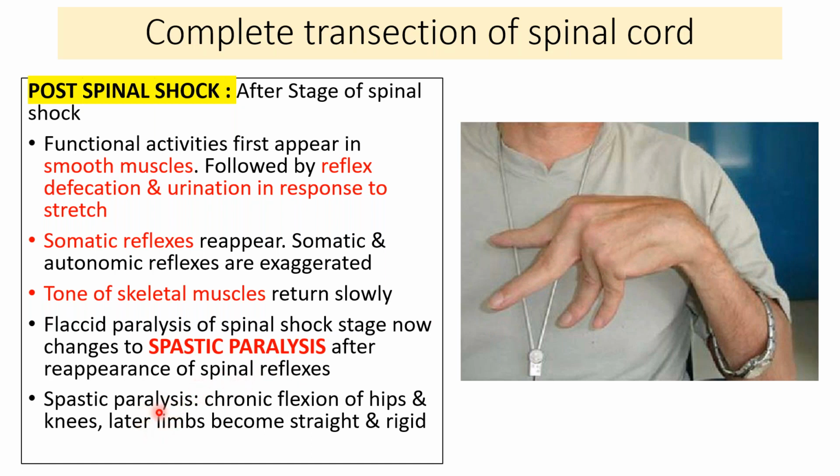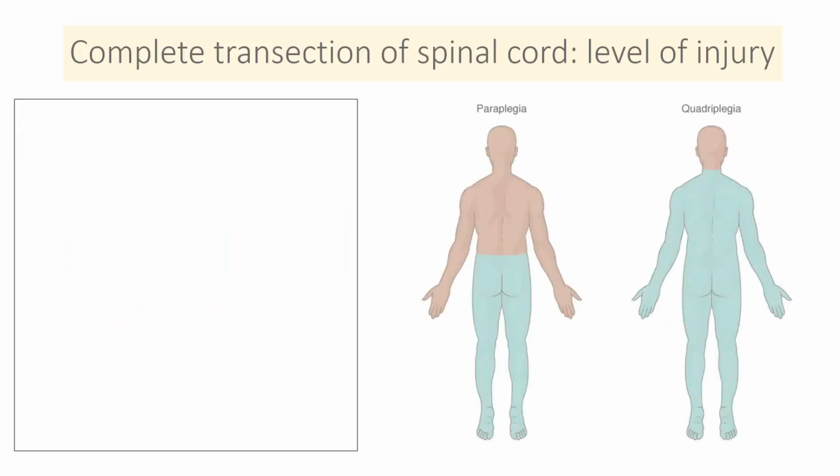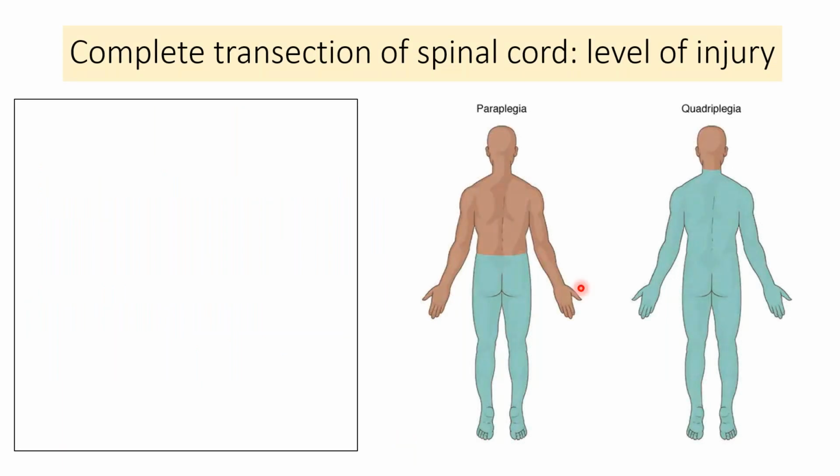So in this spastic paralysis, what happens is there is chronic flexion of the hips and the knees. Later limbs become straight and rigid. So this is the state of the spastic paralysis. So spinal shock and then post-spinal shock, those are the two stages of the complete transection.